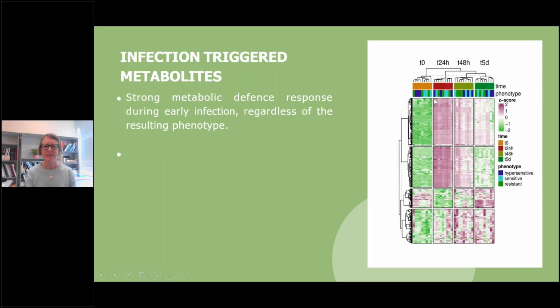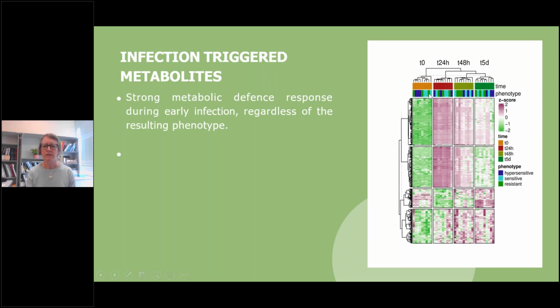If you haven't seen a heat map like this before, each of the columns represents an individual sample, and each of the rows across here represents a different molecular feature or metabolite. Each of the individuals is grouped according to how similar it is to other samples. There we see that the samples really grouped together according to the time. This is the time 0 before infection, 24 hours later, 48 hours, and 5 days.